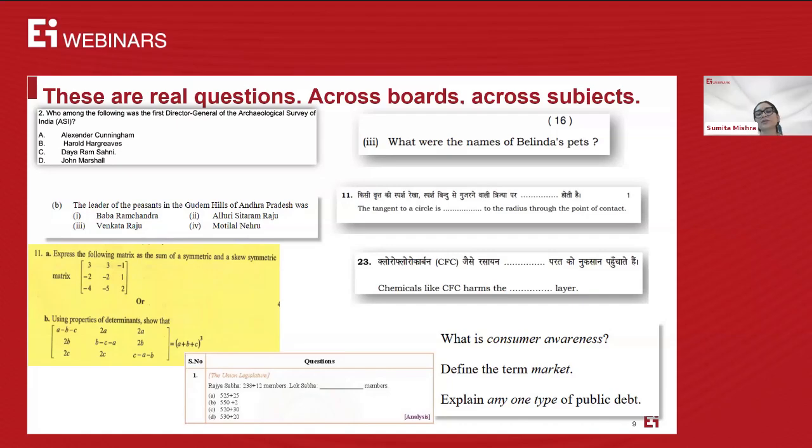Similar is the case with questions, let's say, asking for chlorofluorocarbons, or questions like these which call for students to write direct definitions, like what is consumer awareness, define the term market. All these are questions that are again based on cookie cutter mode. And this is what our assessments are actually testing students on.